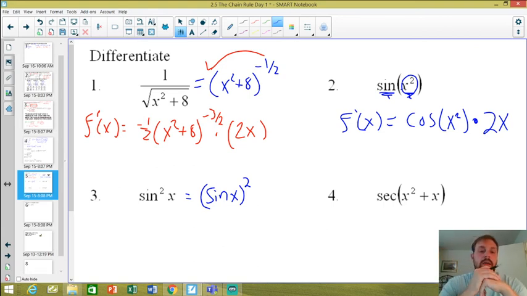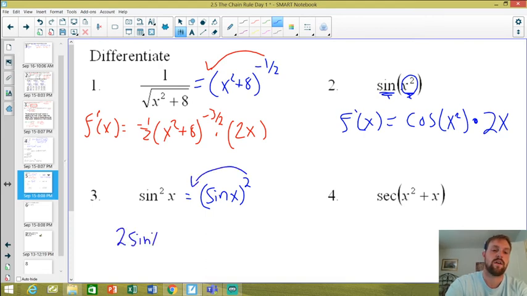Okay. And you can see that the outer function is something squared and the inner function is sine. So how we would approach this is power rule. So we're going to bring the power down. It's going to be 2 sine of x. And if we subtract the power, it's going to go to the power of 1. So you don't have to write power of 1. You can leave it that way.